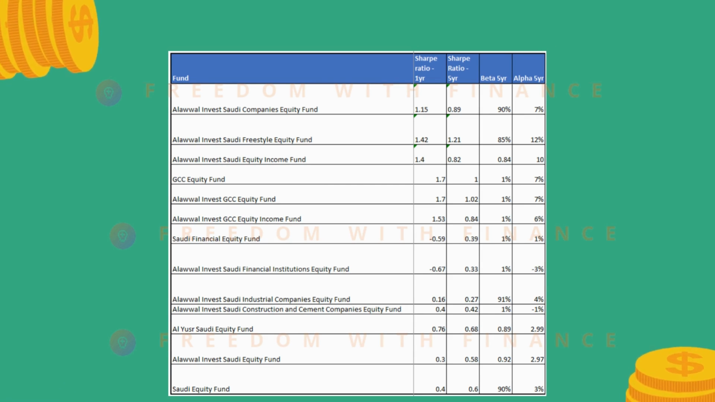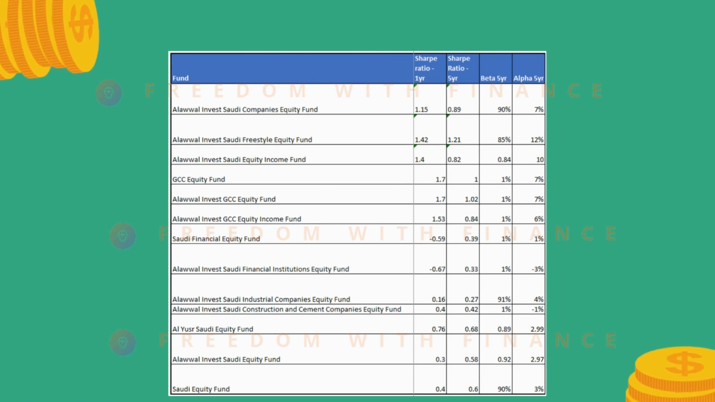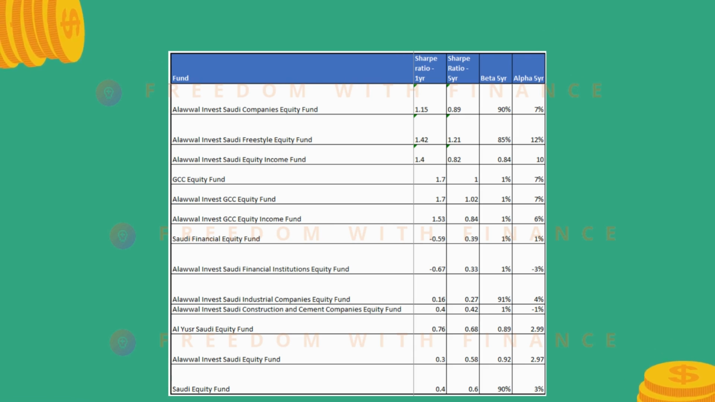And the alpha factor is the extra return that you're getting compared to the benchmark, risk adjusted. That's also on the higher side, right? 7% and 12% for the alpha, for the first two. I just ranked them based on a weighted comparison of all these three factors and some other factors. So it's going in that order of Saudi companies equity fund and the Saudi freestyle.